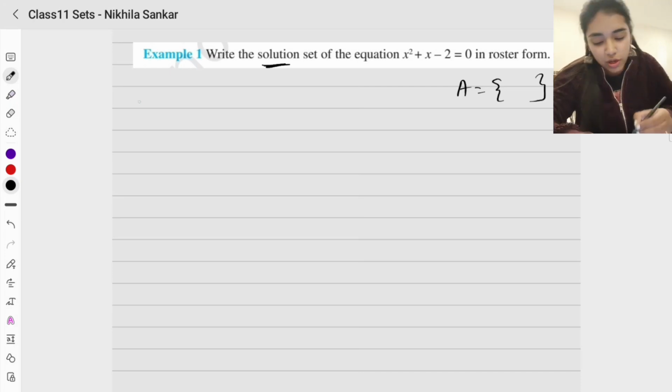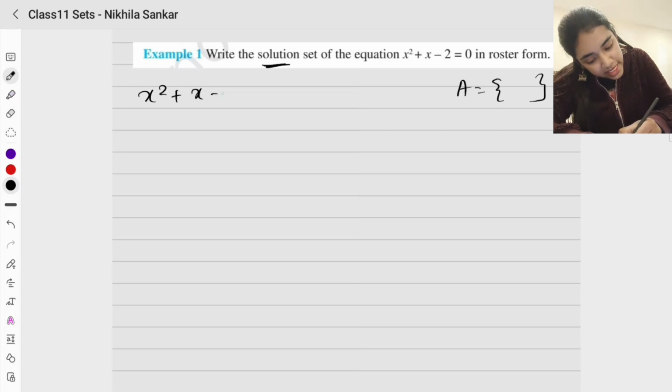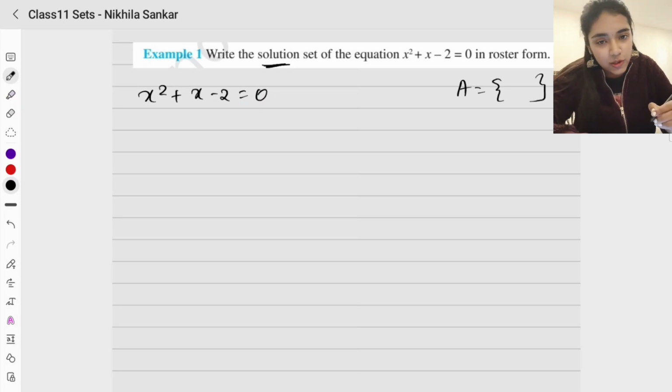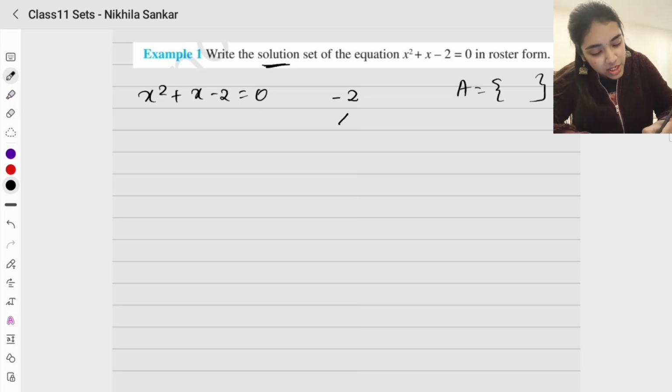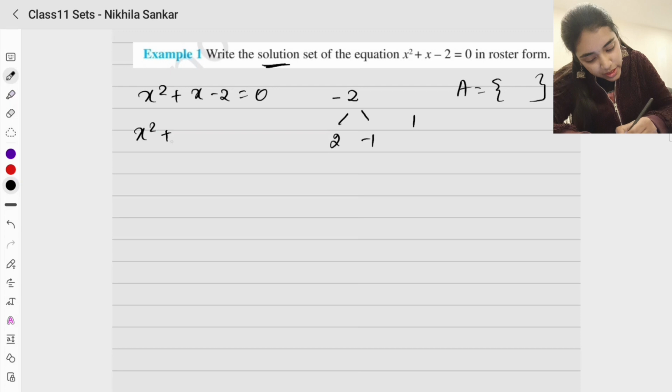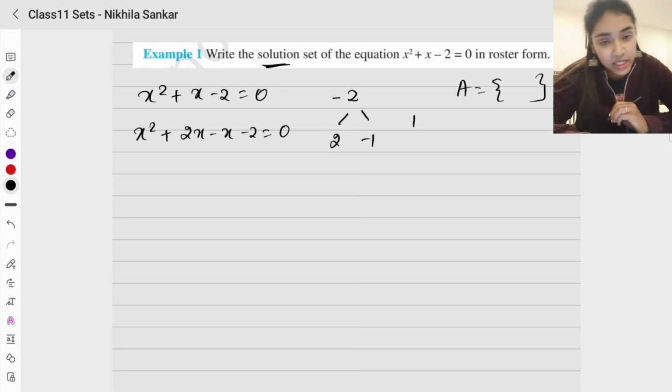So what is the solution of x square plus x minus 2 equals 0? You know, splitting the middle term illa quadratic equation edo one use panni find the solutions. So I'll use splitting the middle term. The product has to be 2 and the sum has to be positive 1. So I'll do 2 minus 1. Okay, so இது எப்படி எழுதலாம்? x square plus 2x minus x minus 2 equals 0.